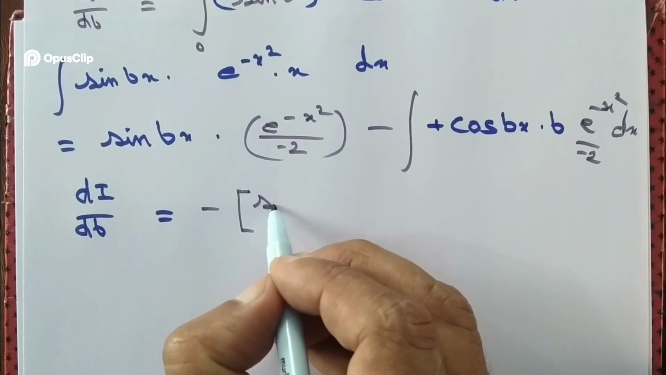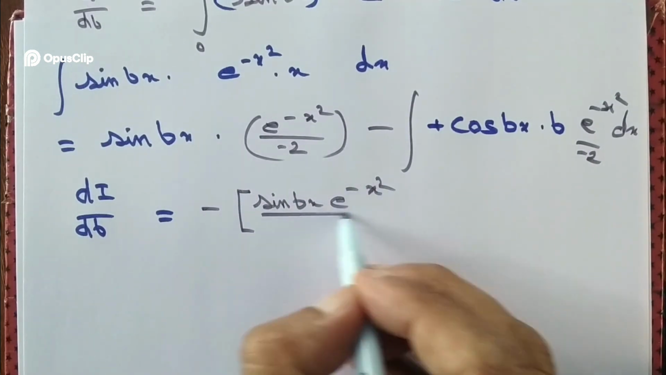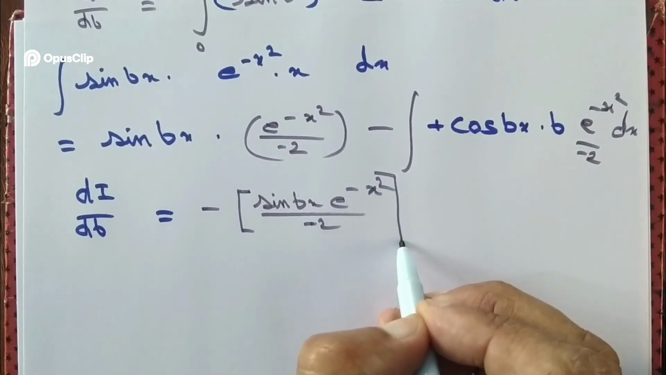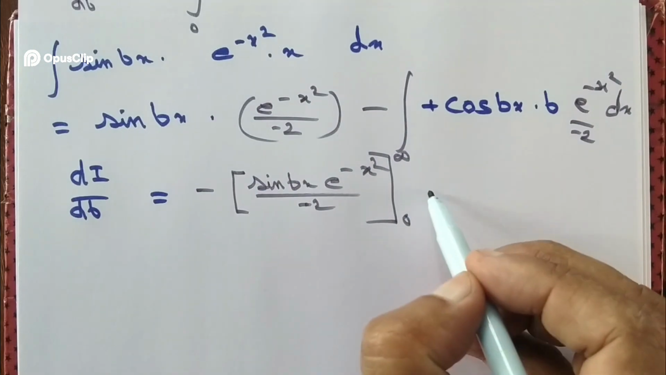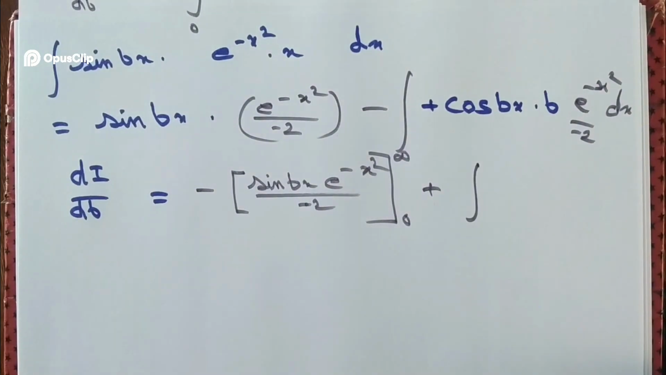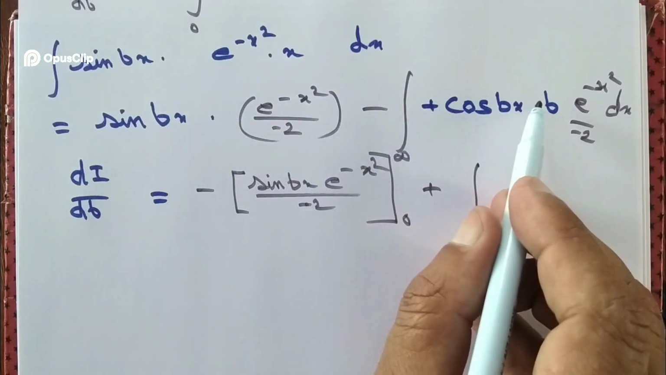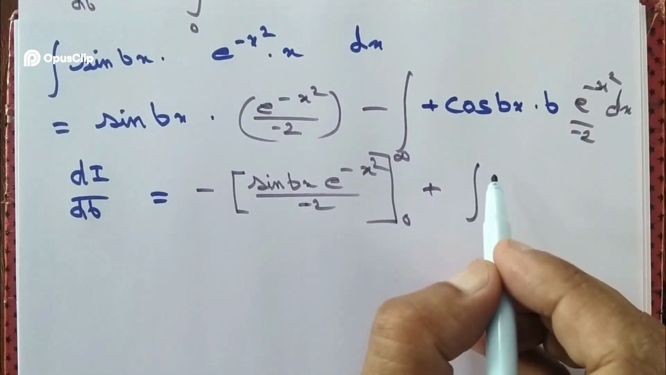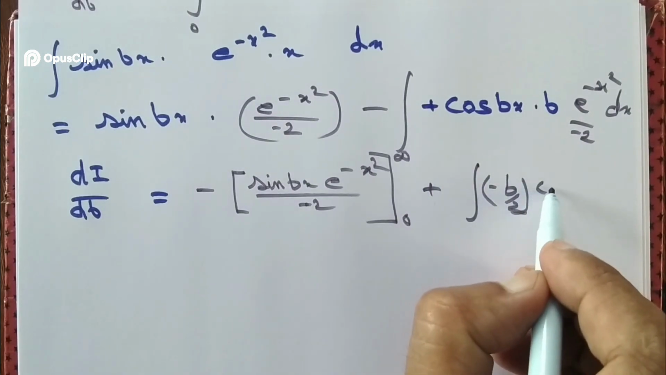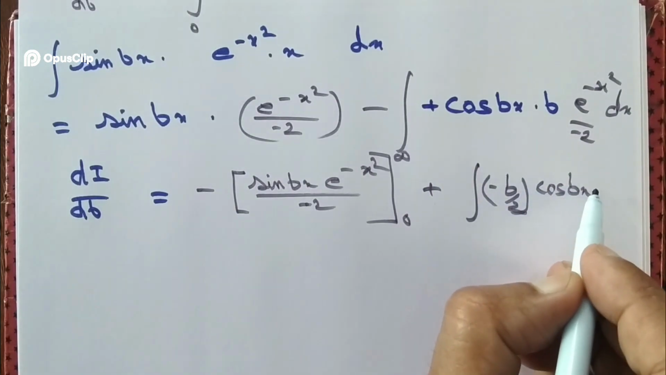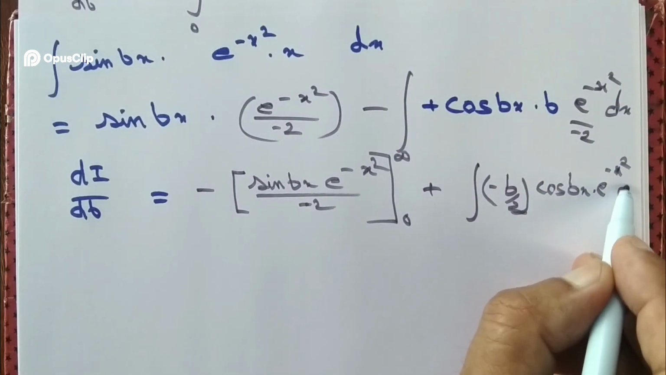0 to infinity sine bx e to the power minus x square by minus 2, once again 0 to infinity, negative of negative is positive, so plus integral of, negative positive, but we got one more minus there, so minus b by 2, that's just a constant, cos bx times e to the power minus x square dx.